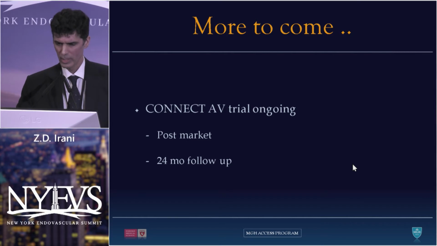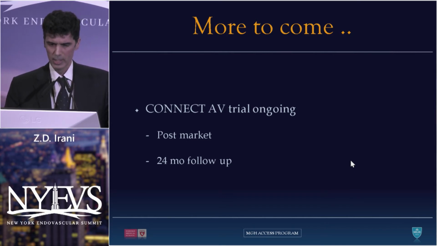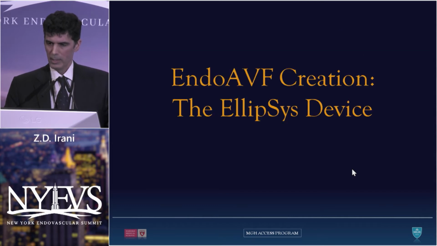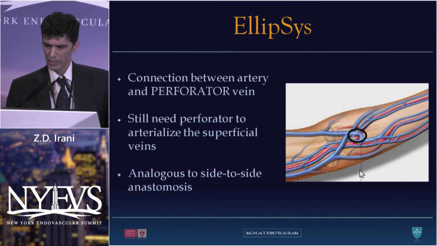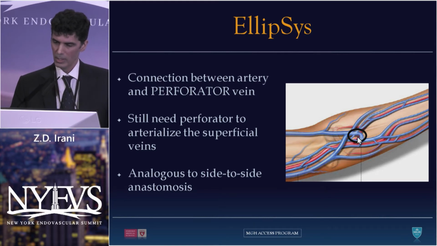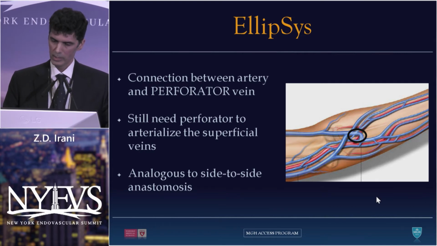There's more to come. There's a new trial that we just started recently. But that's the first device, which is the wavelength device. And I'll move on now to the ellipsis system, which is a little different. Again, as I mentioned earlier, this is targeting the radial artery and the perforator vein connection, or the approximation, and going to form a connection between the two structures at that point.